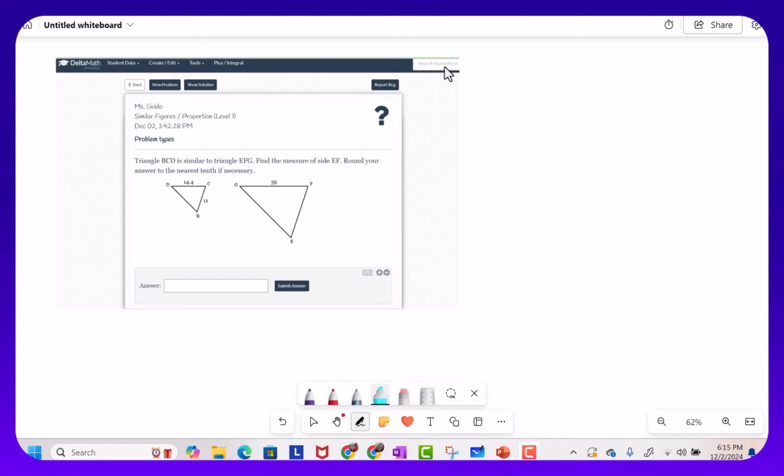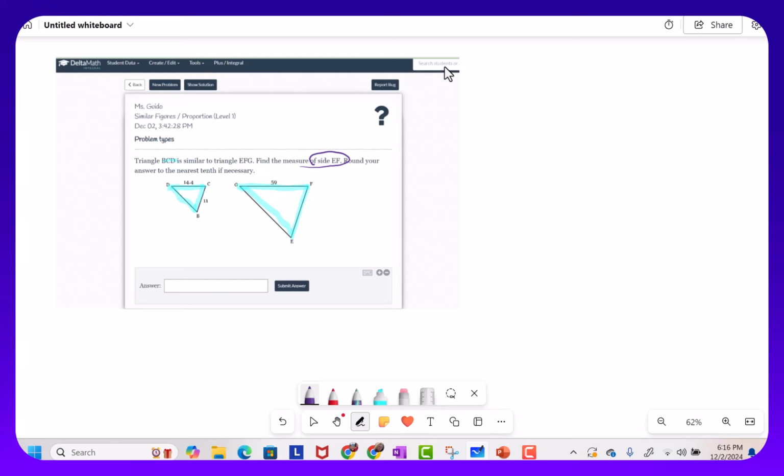So if we look at triangle BCD and we trace it from B to C, from C to D, and then from D, the end, back to B, the beginning, that part is similar to EF, FG, and then G back to E. So the sides are listed in the order in which they are similar. What we're asked to do in this problem is to find the measure of side EF.